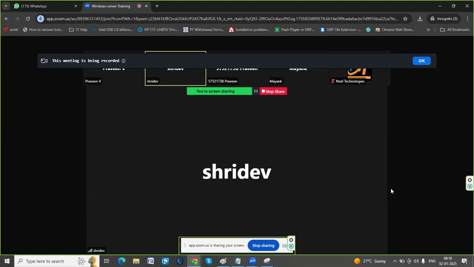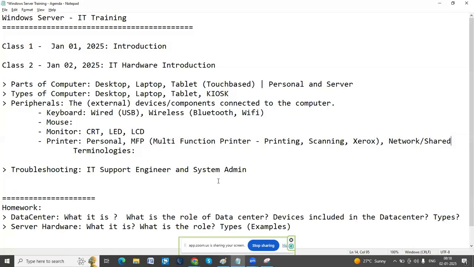Getting my point? So the network printer's major concern is cost. Instead of buying 5 different printers, one single printer is shared among multiple computers or multiple users, we can say. Now this is the shared concept.